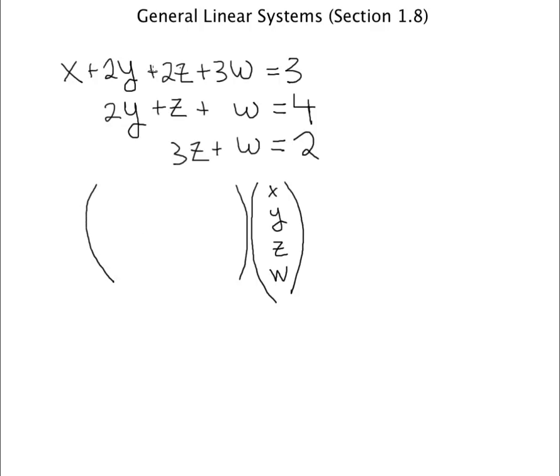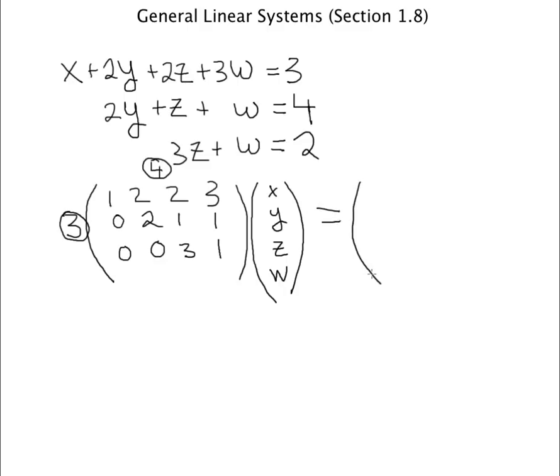And the first row is these coefficients, 1, 2, 2, 3. So when you multiply this times this, you get this equation, this left-hand side. And there are 3 equations, so this is going to be a 3 by 4 matrix. And the second row is 0 times x, 2, 1, 1. And then the last row is 0x, 0y, 3z, and 1w. And the equation becomes this is equal to 3, 4, 2.